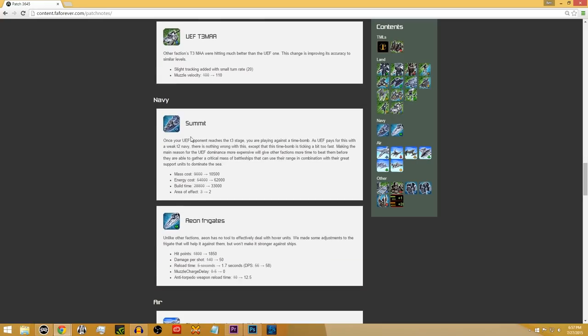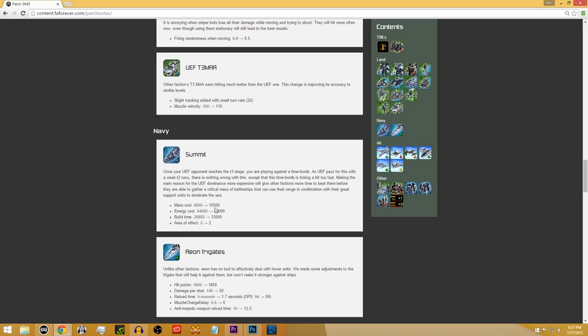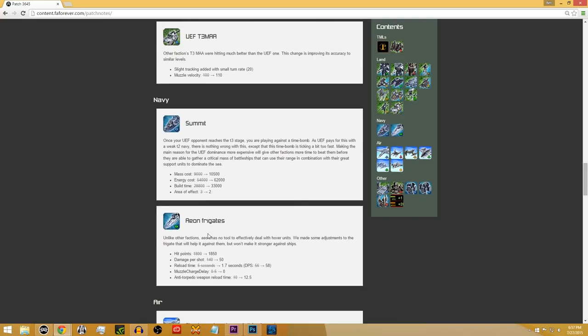Here's the other change that I'm very excited about. The Summit, the UEF T3 Navy is so extremely overpowered that basically not having T3 UEF on the field in a naval map is doom. Like, once UEF starts rolling, you can't stop them. And to help with that, the mass cost, build time, energy cost were all increased for the Summit. You've got a 1,500 increase in mass cost, an 8,000 increase in power cost, and the build time going up from 28,800 to 33,000. So that's going to be a huge help right there.